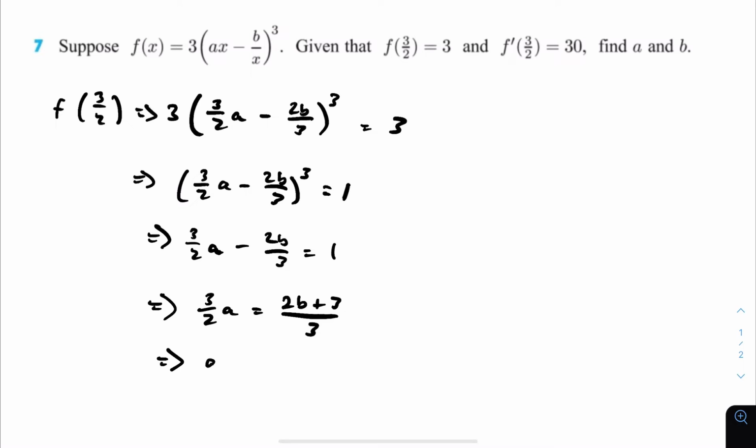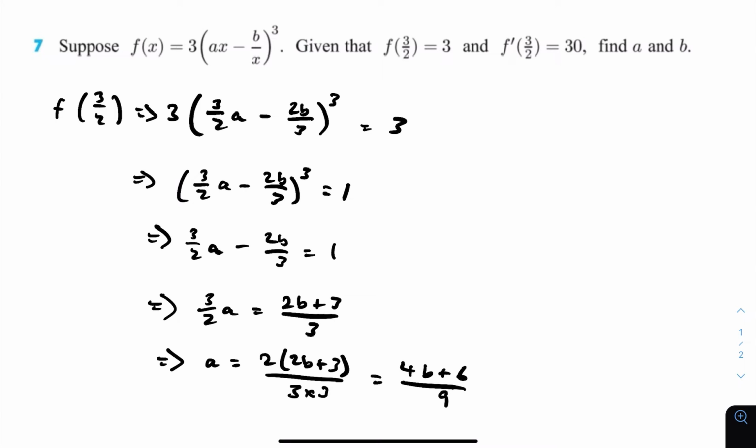So a is equal to 2 times (2b + 3) over 3 times 3, which is equal to (4b + 6)/9. So we've got the first part where we solve for one variable, and we're going to substitute a into the next equation after we've simplified it further.